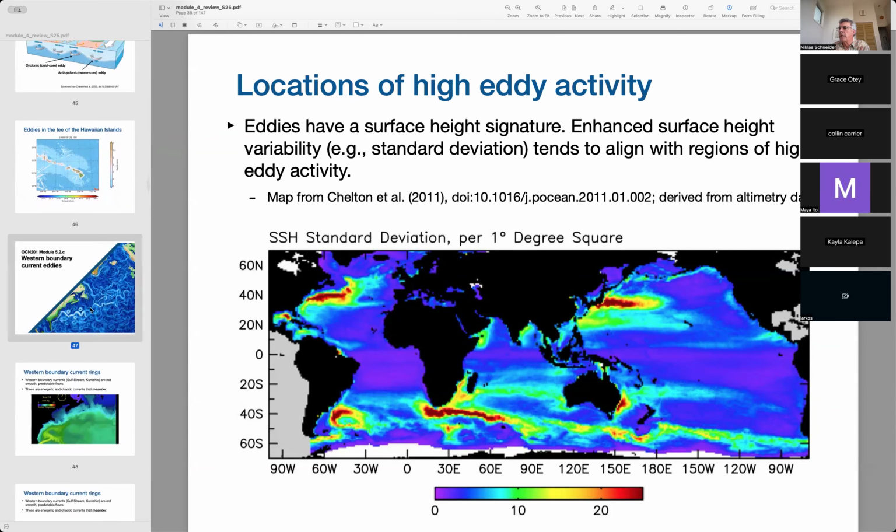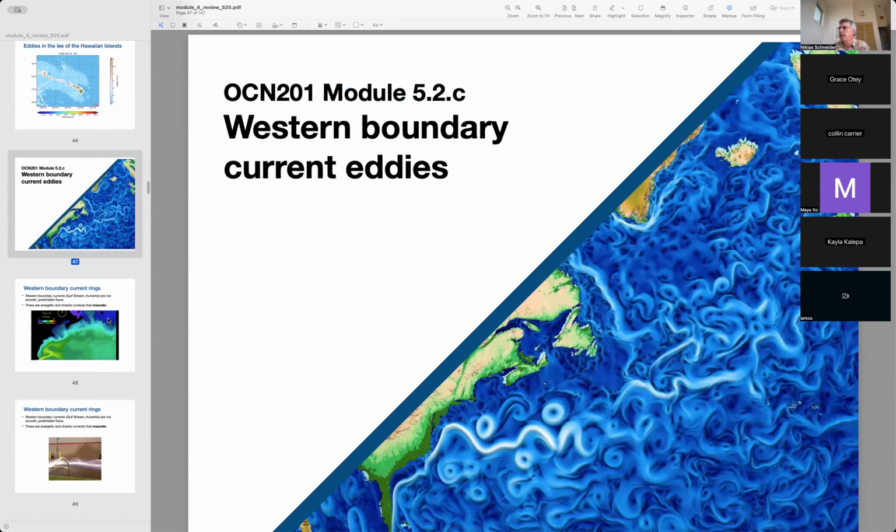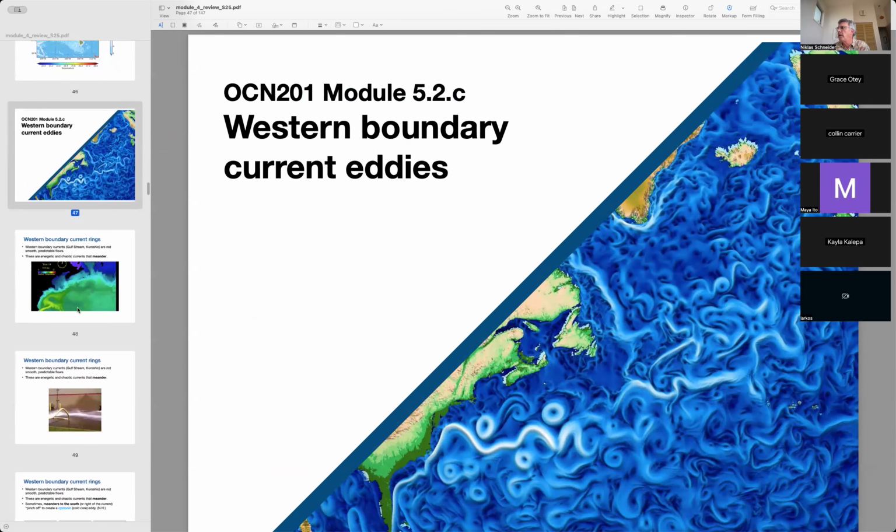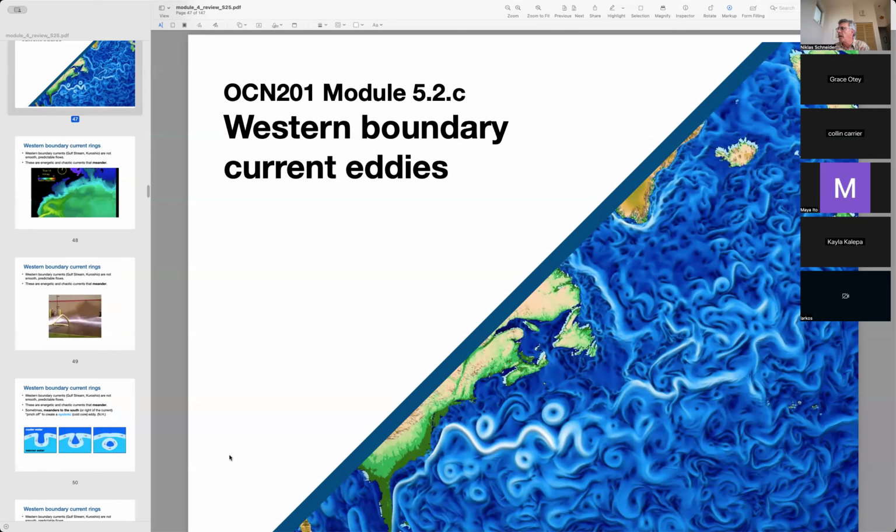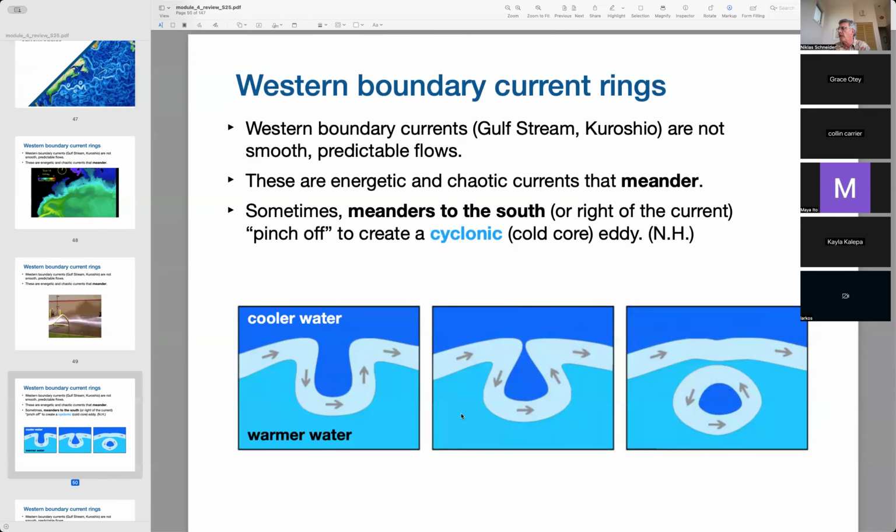Now, western boundary current eddies. We just mentioned that western boundary currents are an area of very strong eddy variability. We saw that in this depiction of the standard deviation or variance of sea surface height from satellites that I showed you just a few slides ago. They are associated with the western boundary current itself, shown very nicely here in terms of the Gulf Stream. As it undulates, these very strong currents are unstable and they wiggle around, and they can actually pinch off eddies.